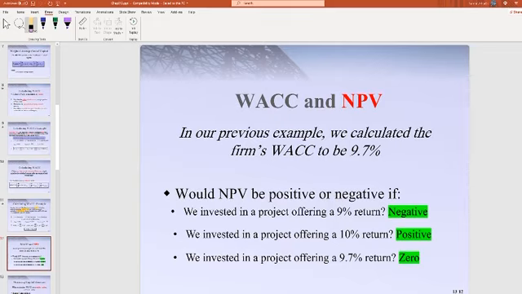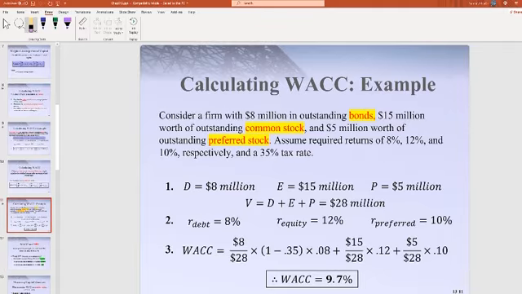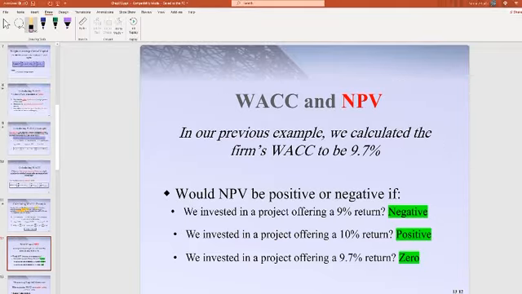So imagine in the previous example, we raised the money, which is 8 million, 15 million and 5 million together. How much? 28 million. If we use the 28 million in a project that gives us a return of 9%, is that good or bad? Definitely it is bad. Why? Because the cost of raising money is 9.7, but my return from the project is 9%. In this case, you will have a negative NPV. You will lose some money.